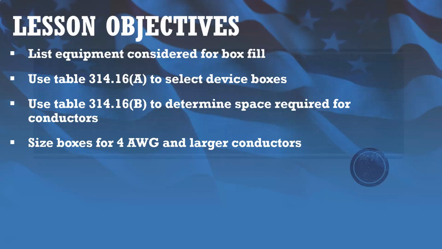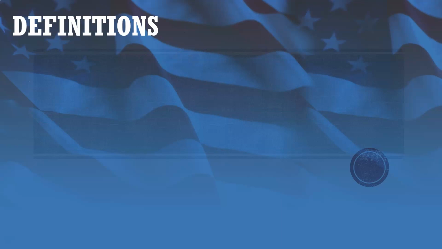We have different requirements for 6 gauge and smaller conductors, and different requirements for 4 gauge and larger conductors. Maybe a little bit reminiscent to back in Module 2 when we talked about identification methods for grounded conductors in Article 200. We had that cutoff line of different ways we could identify them.